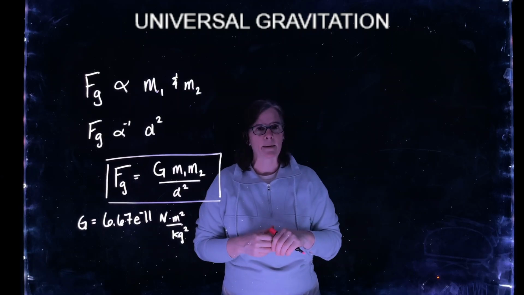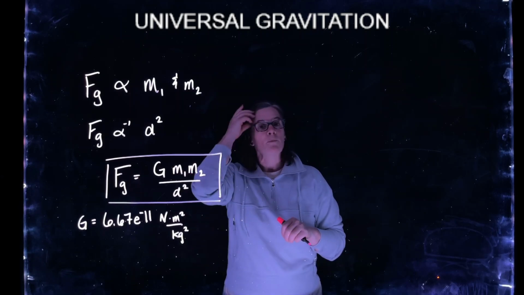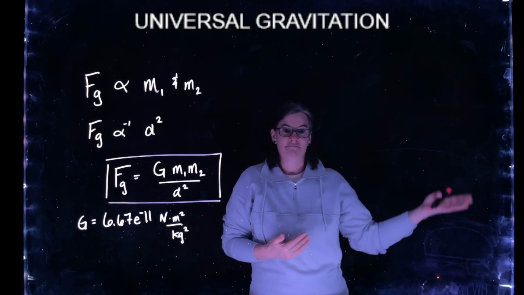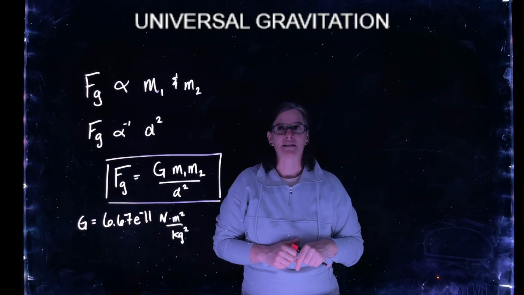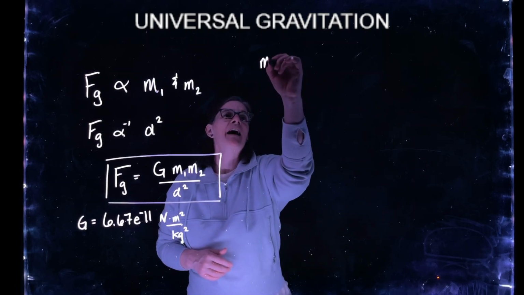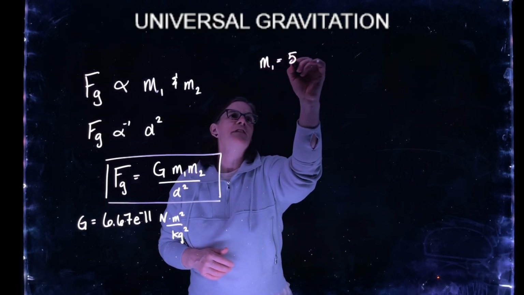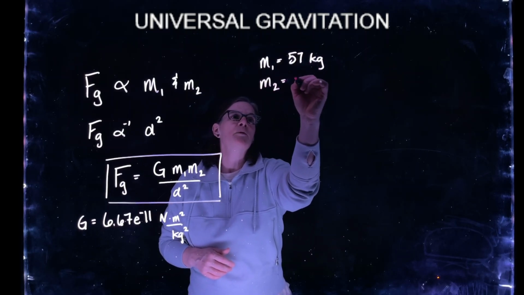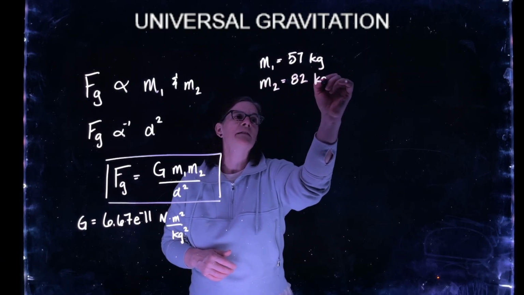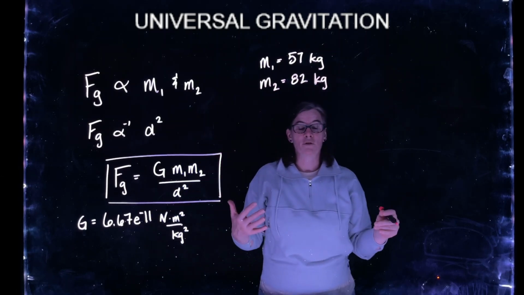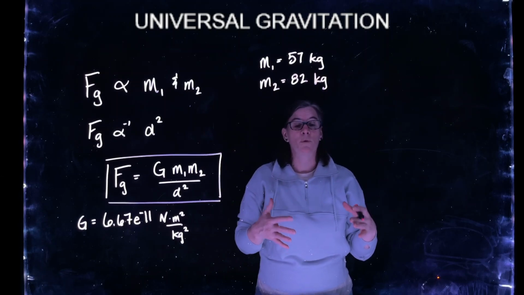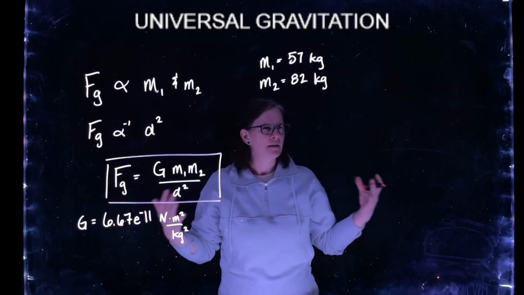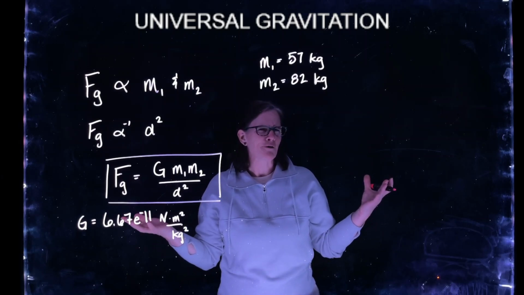We're just going to do an example to use that equation. So, like I suggested, I am standing here, and let's say I have a friend of mine who is standing next to me. So I have a mass equal to 57 kilograms. My friend has a mass equal to 82 kilograms. What is the force of gravity between the two of us? What is the force I exert on my friend? And what is the force that my friend exerts on me? Do we exert different forces or the same force?